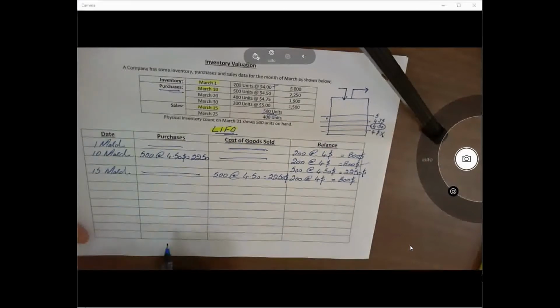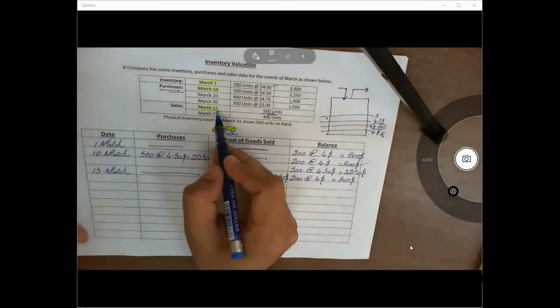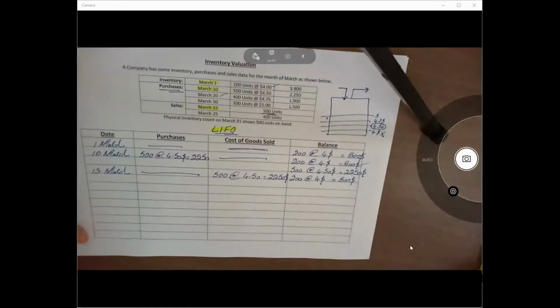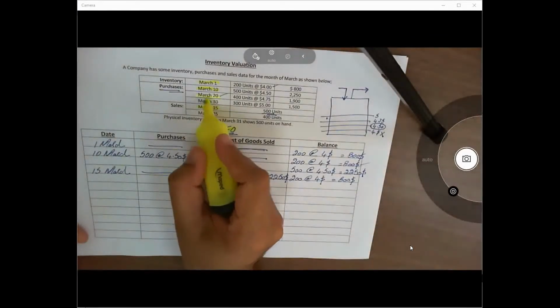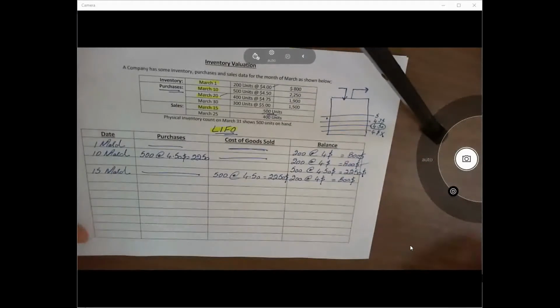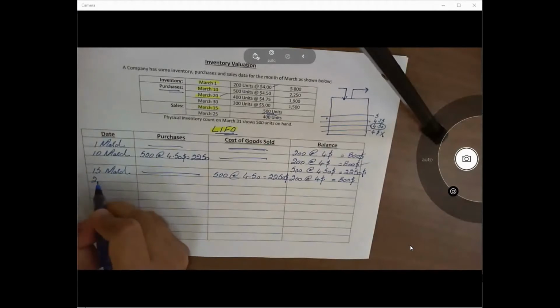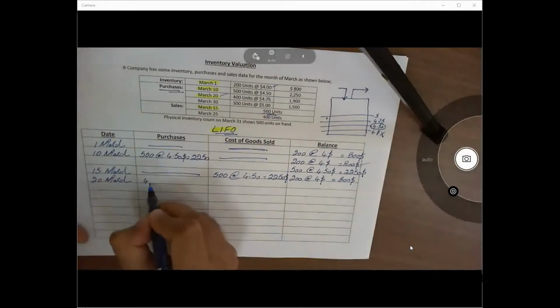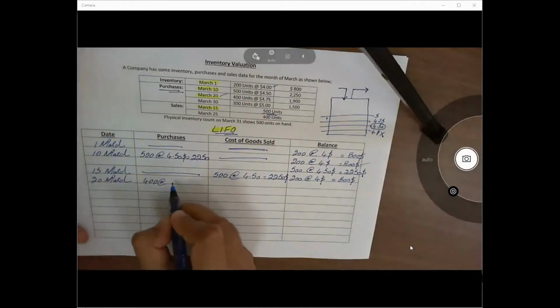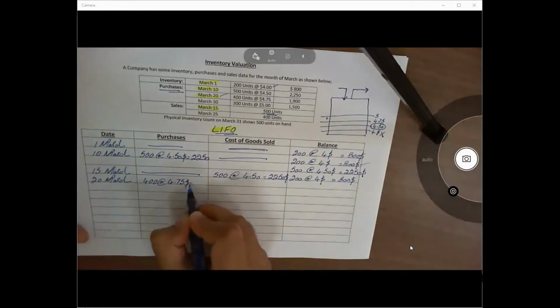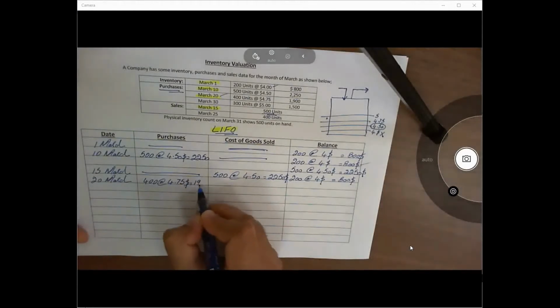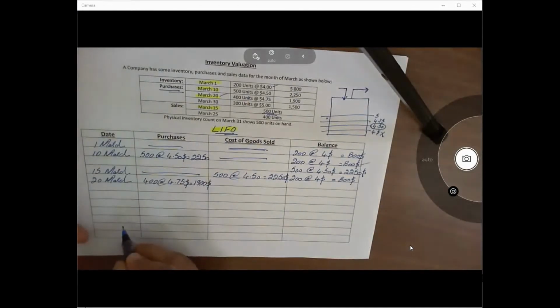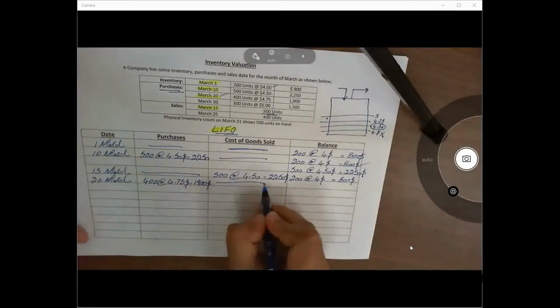Now, after 15th of March, we are heading towards 20th of March. On 20th of March, we are purchasing. How much are we purchasing? We are purchasing 400 units. So we will simply write over here the date, 20th of March. We are purchasing 400 units at the price of $4.75 per unit, which is total purchase of $1,900. We are not selling anything.